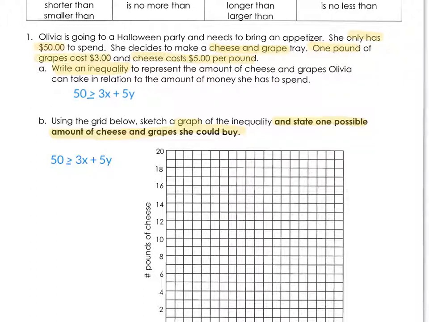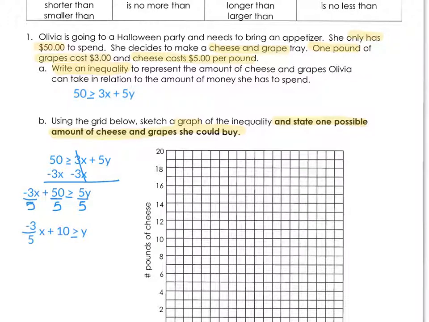Well, I need y by itself, so I'm going to subtract 3x first. And I do that to both sides, and when I do that, I can't combine the like terms on the left-hand side, so I just write them side by side. So then I have negative 3x plus 50 is greater than or equal to 5y. Well, now I need to get the y by itself, so that means I need to divide everything by 5. So you can either do the pretzel method on the left-hand side here, or we can just divide each thing by the 5. When I do that, I get negative 3 over 5 x plus 10 is greater than or equal to y.